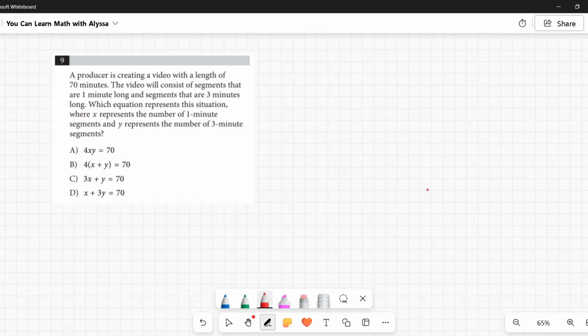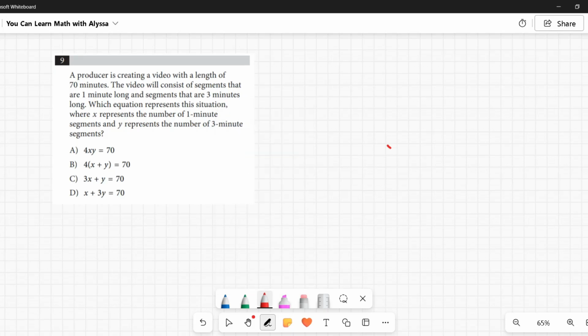Number 9. A producer is creating a video with a length of 70 minutes. The video will consist of segments that are 1 minute long and segments that are 3 minutes long. Which equation represents this situation, where x represents the number of 1 minute segments and y represents the number of 3 minute segments? When we're creating equations with variables, we want to make sure that every single thing in the word problem is being represented accurately, right?